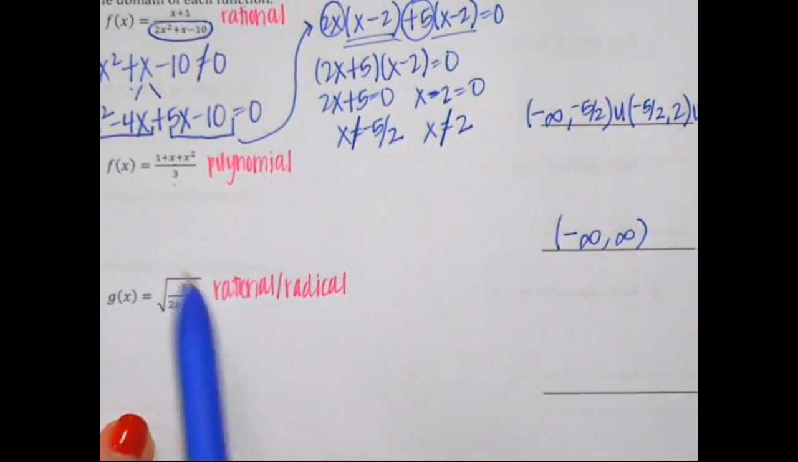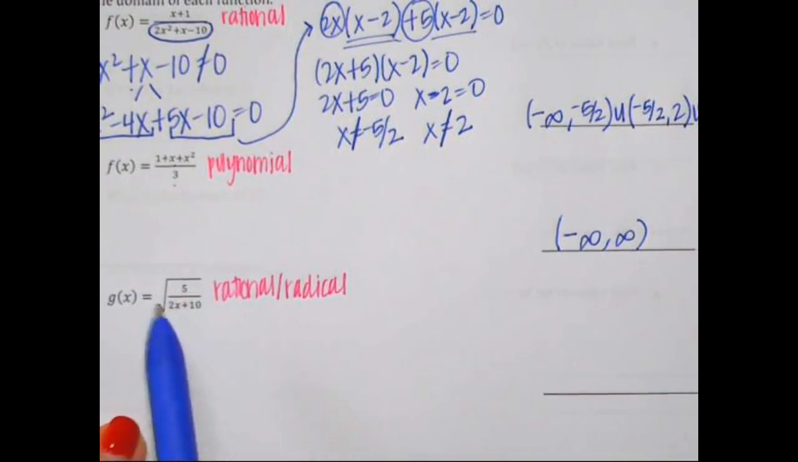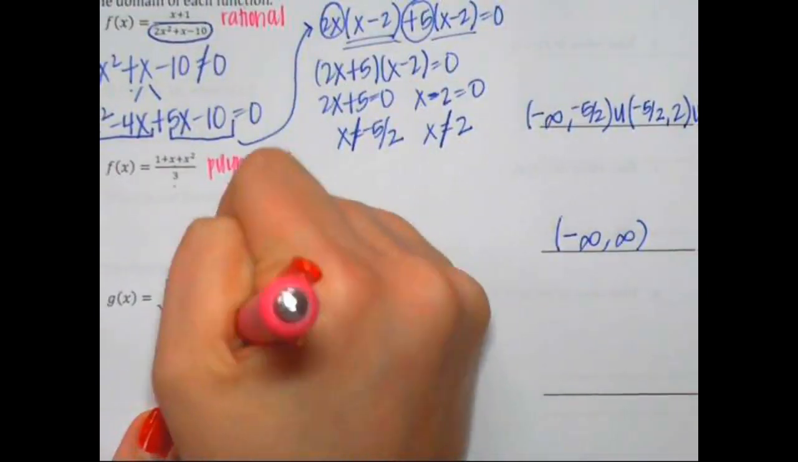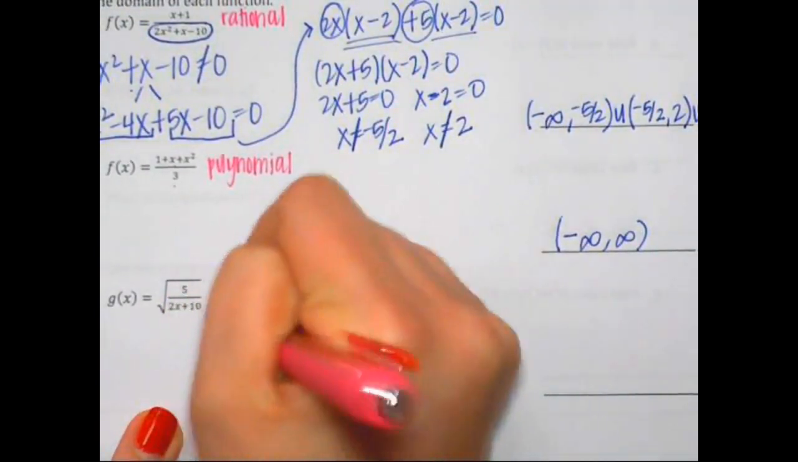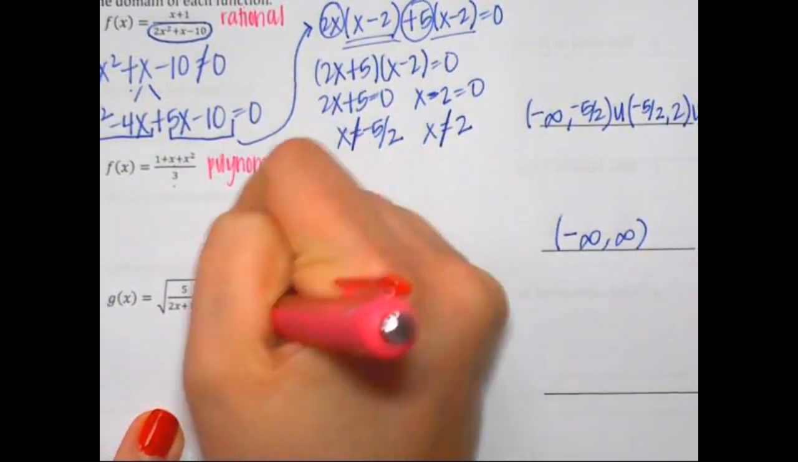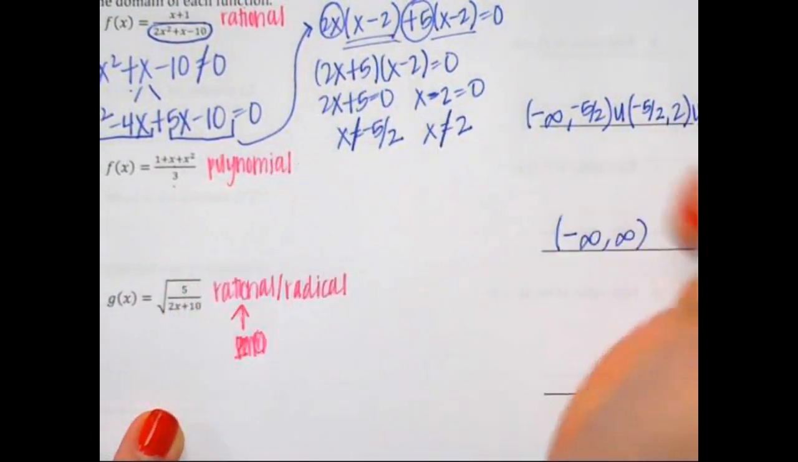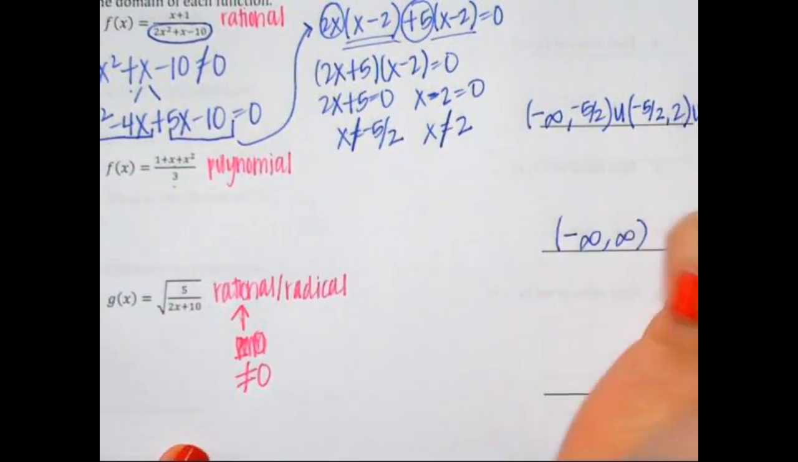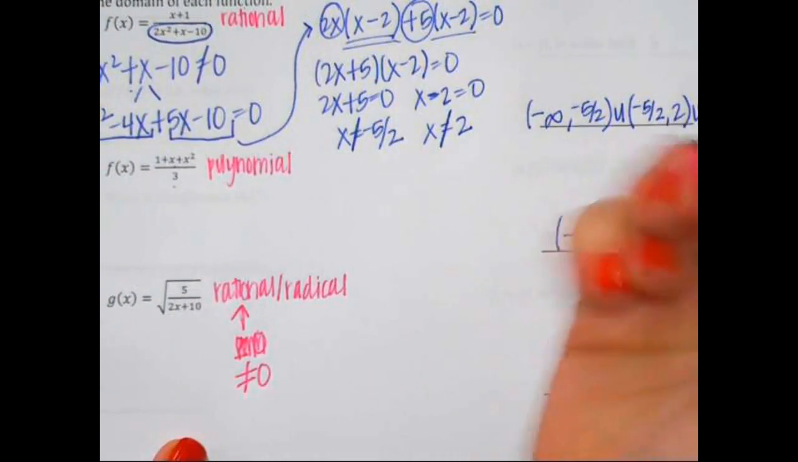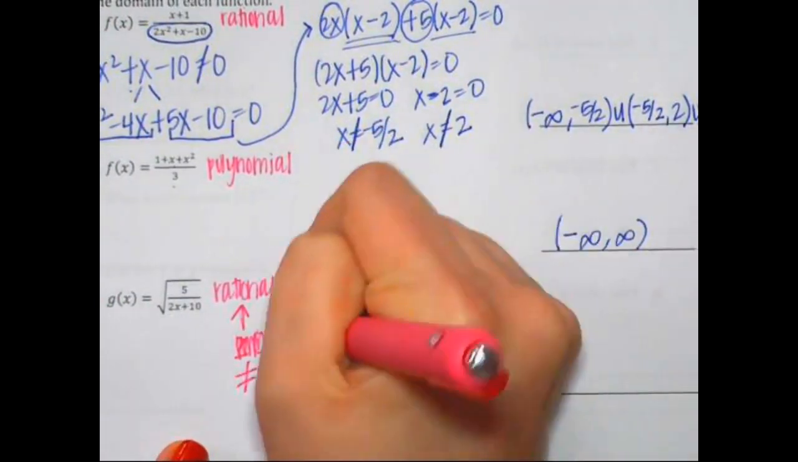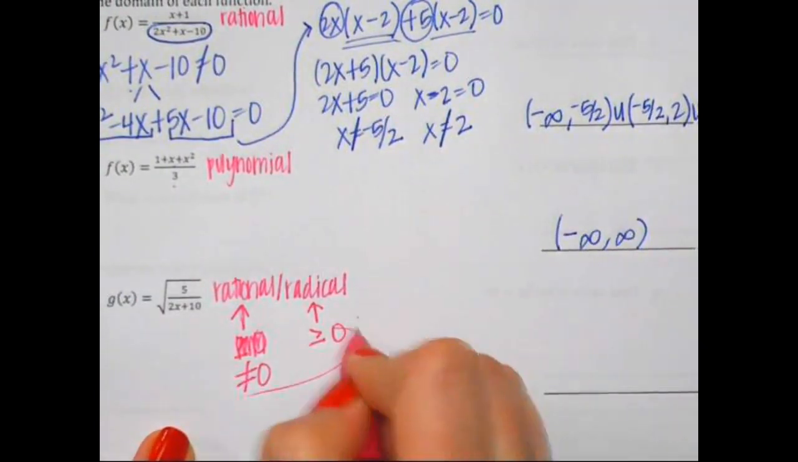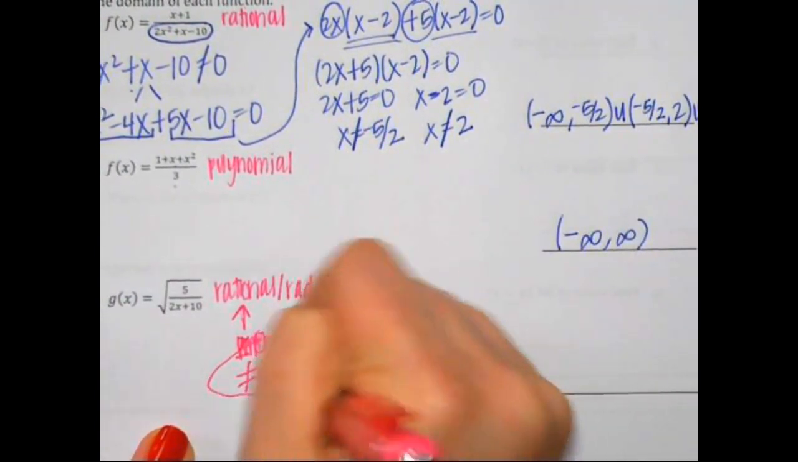Okay, then part C, because it's a rational and a radical. Rational, remember, means we set it greater than or equal to 0. No, I switched those. Rational means it can't be equal to 0. And then radical means it has to be greater than or equal to 0. So if we combine those, we just get greater than 0.